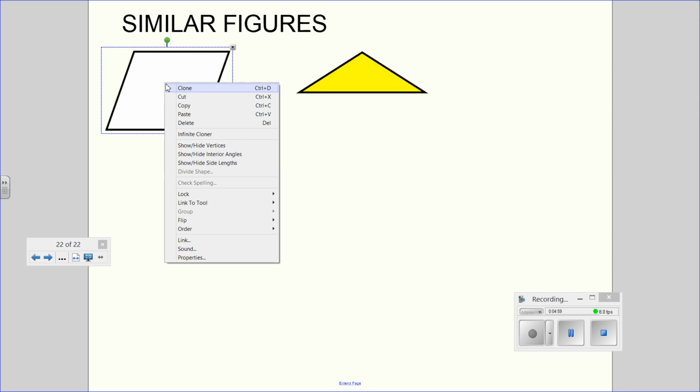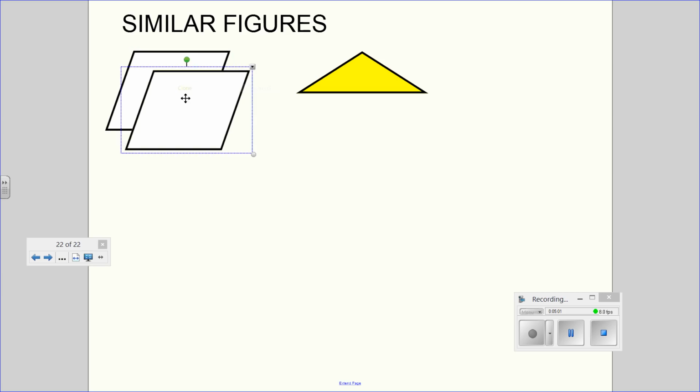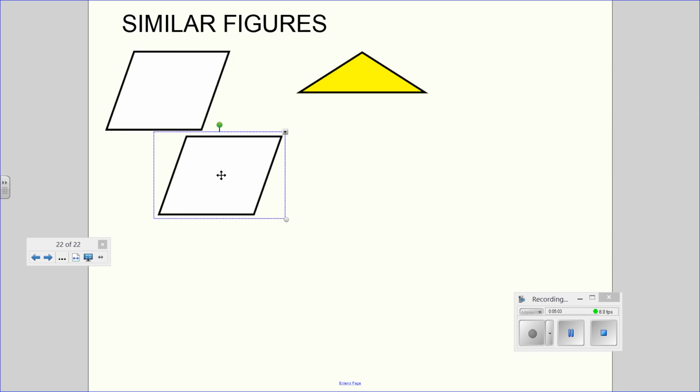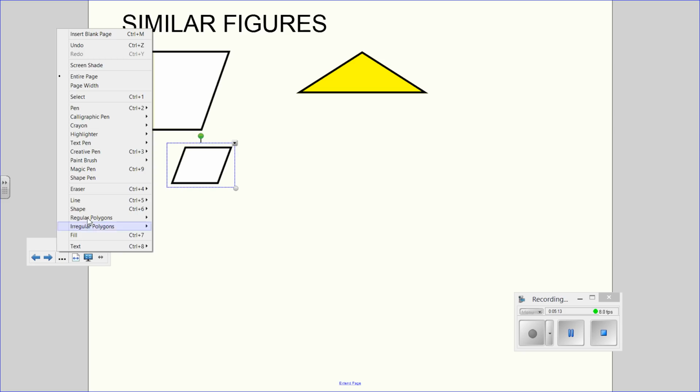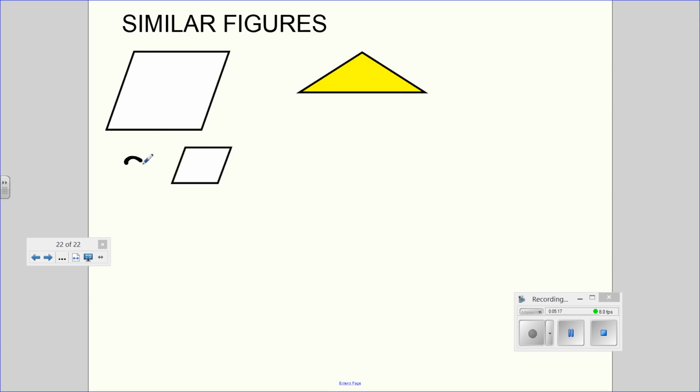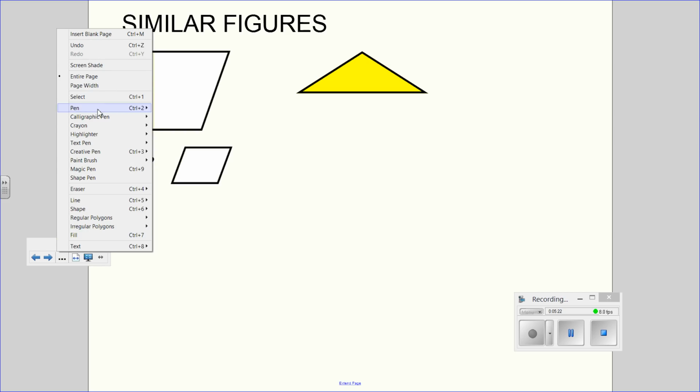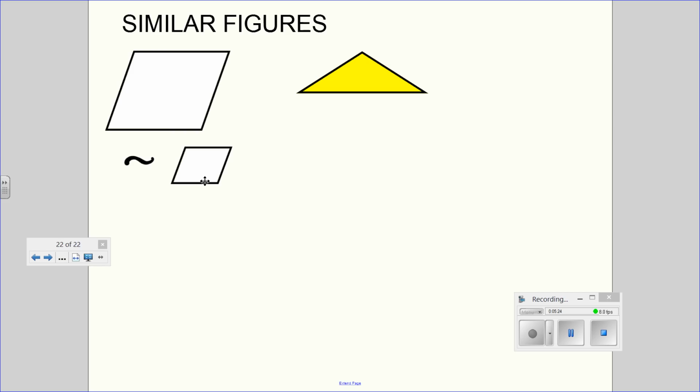Similar figures, if I choose to hit the clone button, would not necessarily be the same size. So I'm just going to scale this one down. You would say that this trapezoid is similar, not congruent, but similar, proportional to this one. It looks to be like a little mini-me of the previous one.